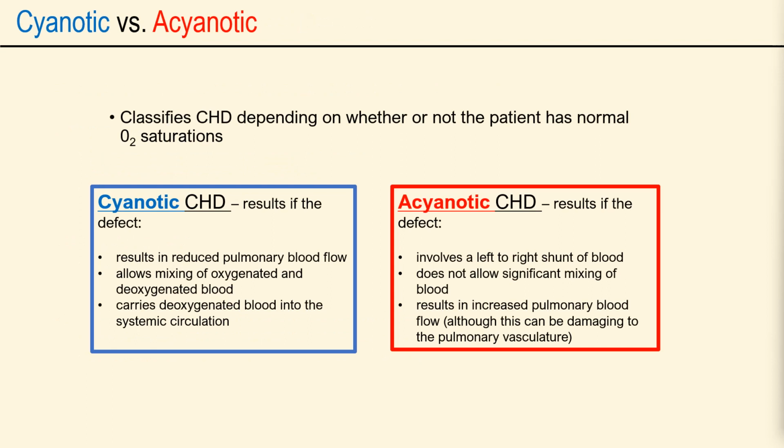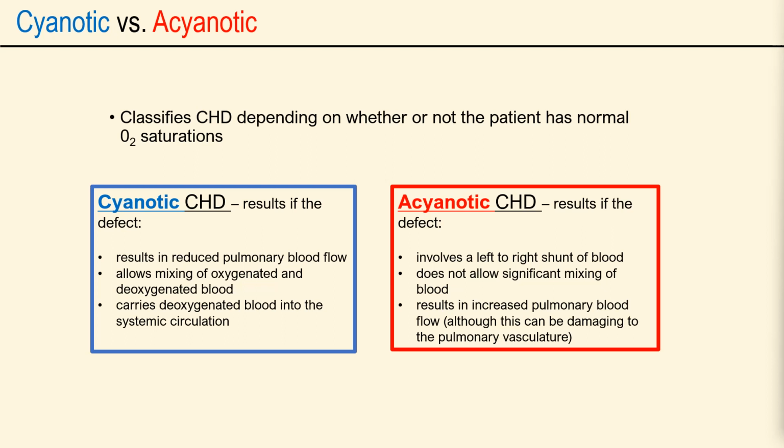All of these broad groups can be further classified into cyanotic and acyanotic defects, and this will depend on the clinical correlations and whether or not each defect has influence on the blood oxygen saturations of the patient. In a cyanotic patient, we see them characteristically with lower blood oxygen saturations. We might see young patients in particular with a blue tinge to their lips.